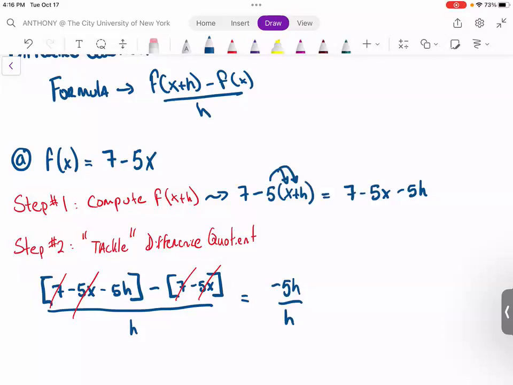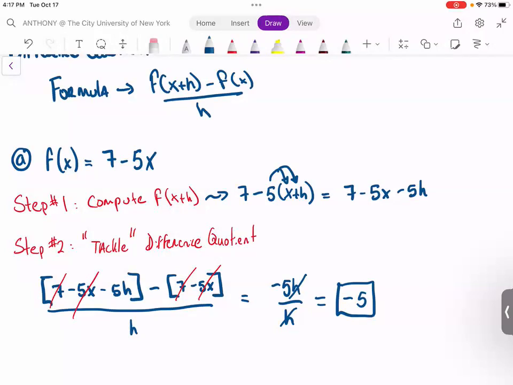Now, can you reduce this ratio, -5h over h? You could cancel out the h. If you cancel out the h, what are you remaining with? You're left with -5. And this makes sense as to why our answer is -5. I just want to point this out.